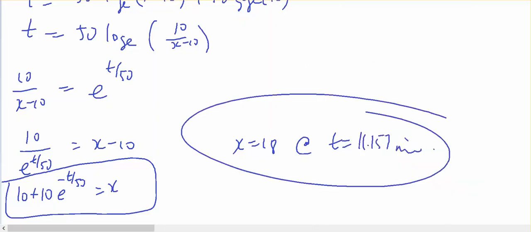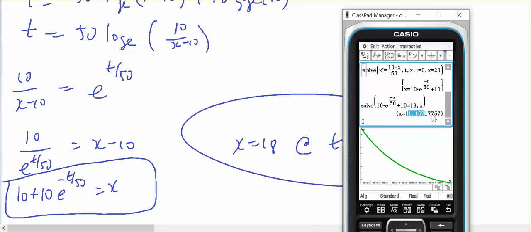minutes, or if I need to know the exact time in exact notation, it's going to be 50 log base e of 5 minus 100 log base e of 2.